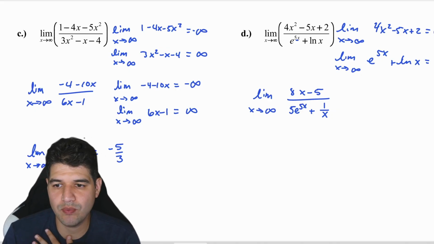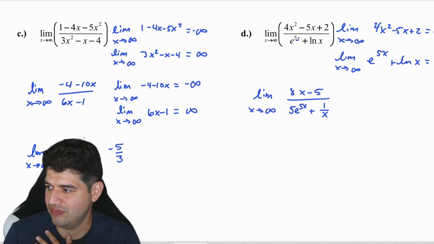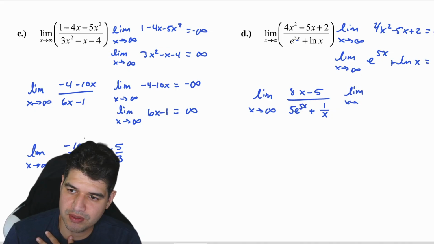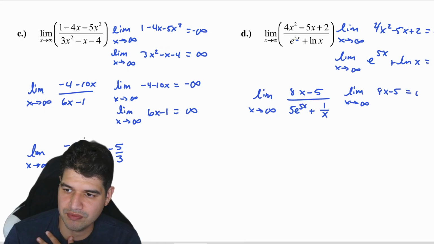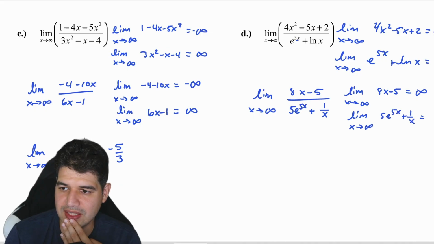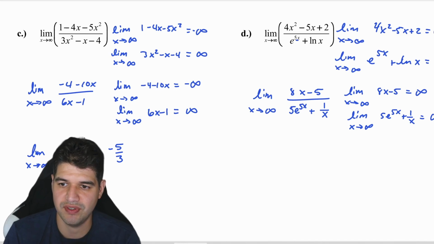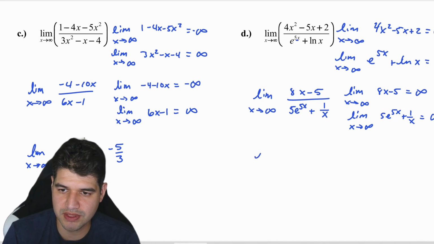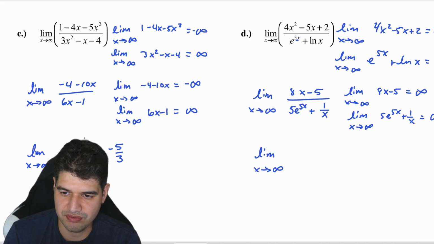Okay, so let's look at what happens when I plug in infinity. Well, the limit as x approaches infinity of my numerator, 8x minus 5, is going up to positive infinity. And let's check my denominator, limit as x approaches infinity of 5e to the 5x plus 1 over x. Well, that is also going up to positive infinity. So let's apply L'Hopital's rule one more time. The limit as x approaches infinity of 8 over 25e to the 5x minus 1 over x squared.